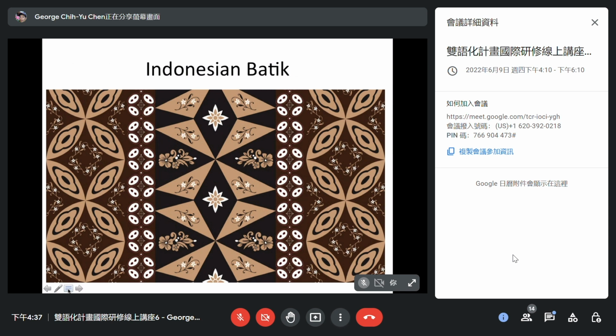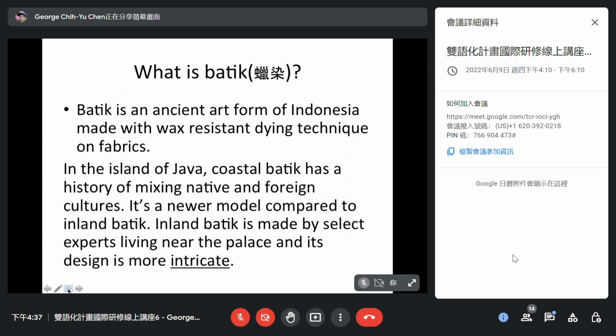batik is an ancient art form practiced in Indonesia and made with wax-resistant dye. Wax means 蜡, so it's called 蜡染 on fabrics. And in this picture, you see the design of one of the batik. So again, what's batik? Batik is an ancient art form of Indonesia made with wax-resistant dyeing technique on fabric.